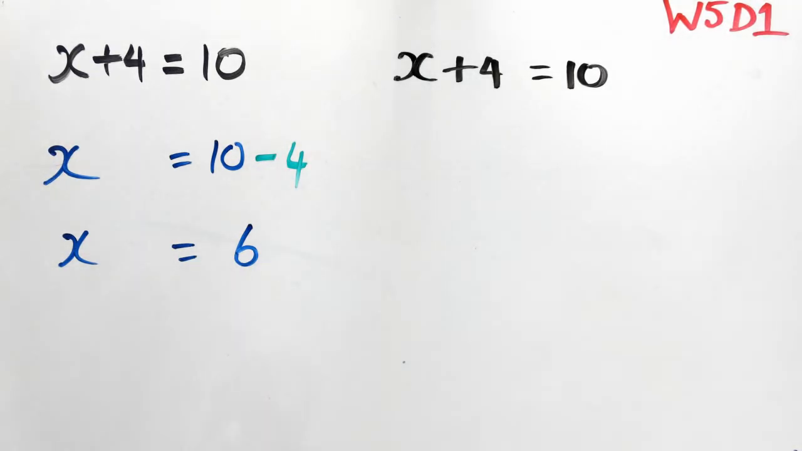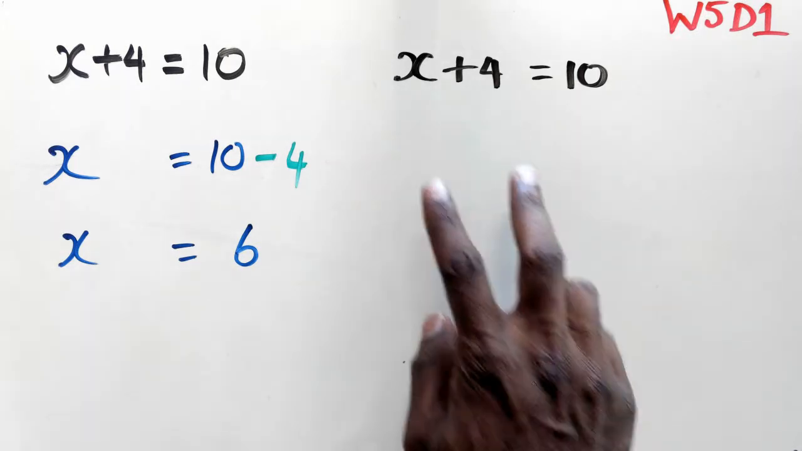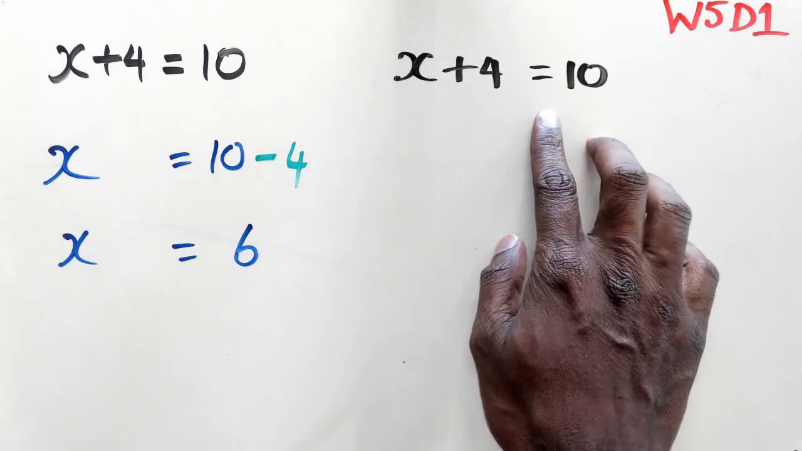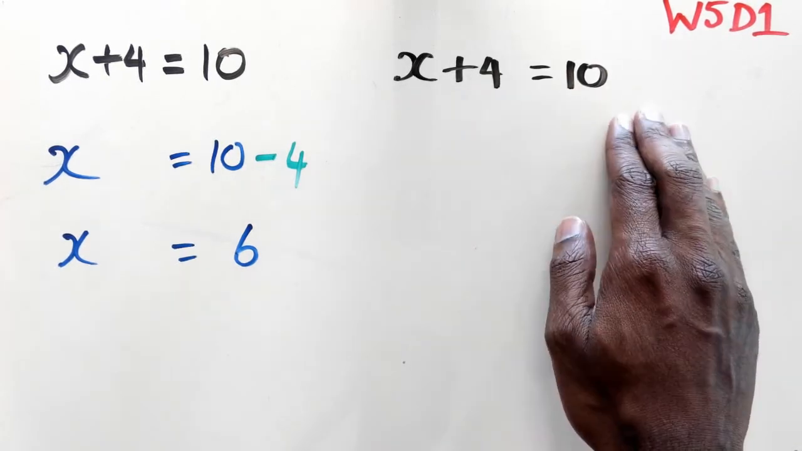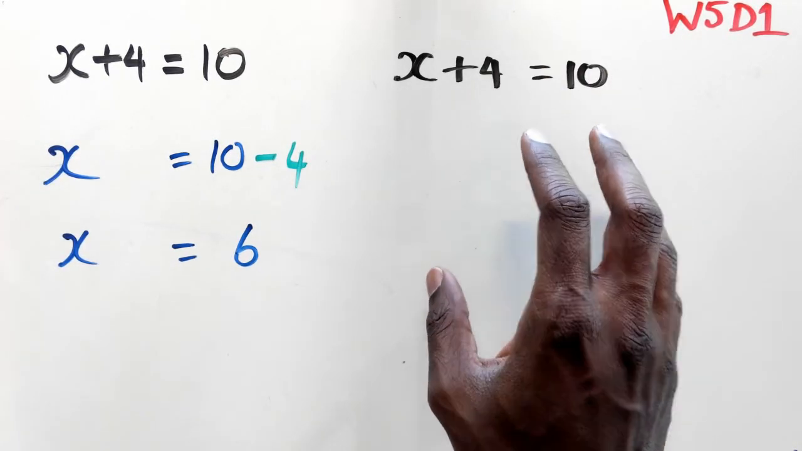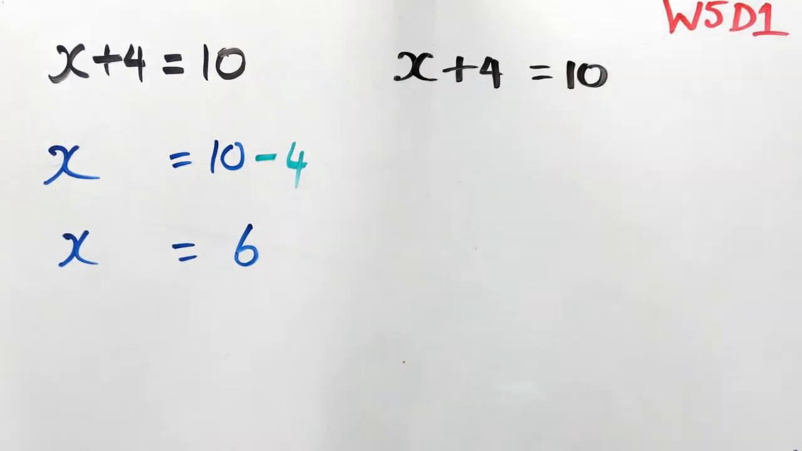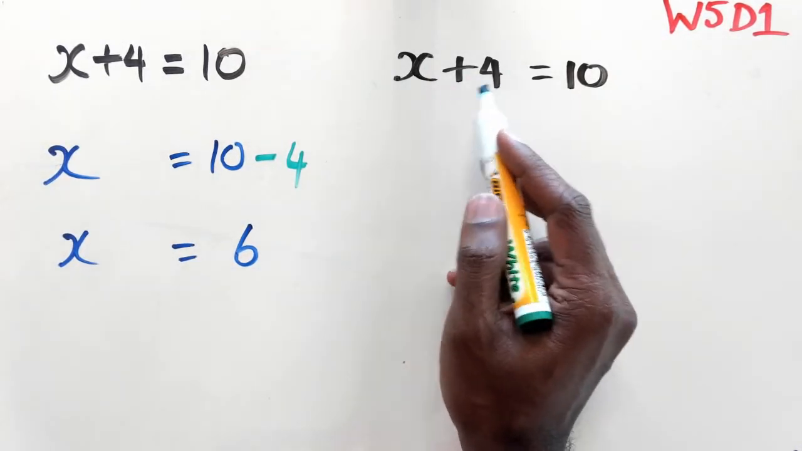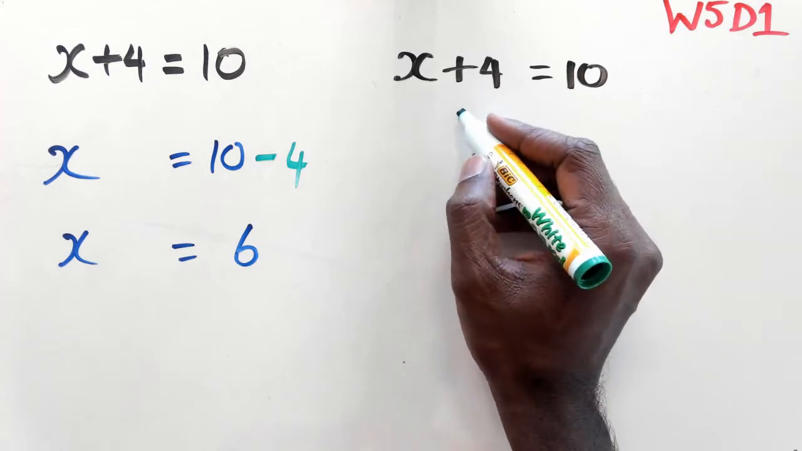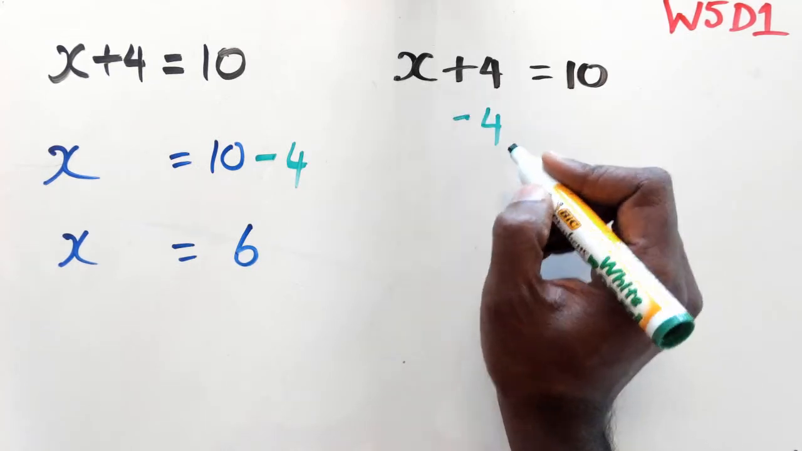The other way of doing it works in a similar way to balancing this equation. Because it's an equal sign, whatever this side is has to equal the other side. So if you want to keep it the same, whatever you do on the left-hand side, you've got to do on the right-hand side as well. In this case, I want to get rid of the plus 4, which means I've got to do the opposite of it, which is minus 4.